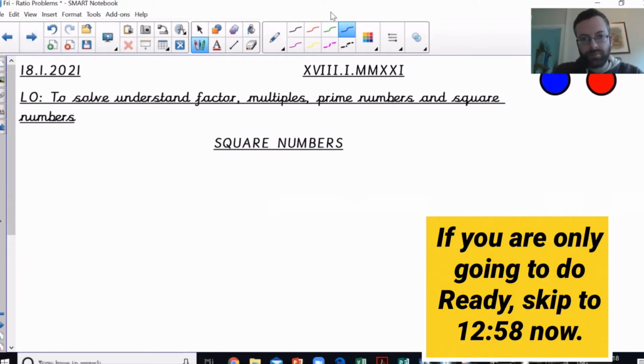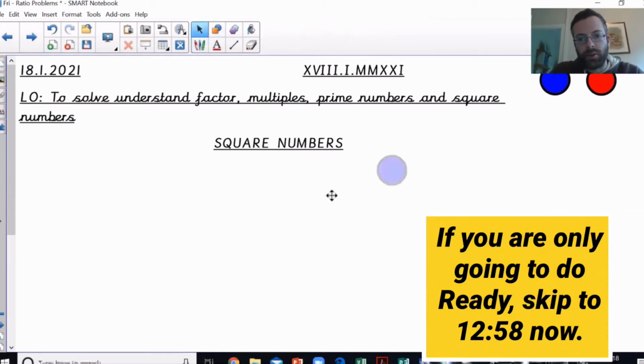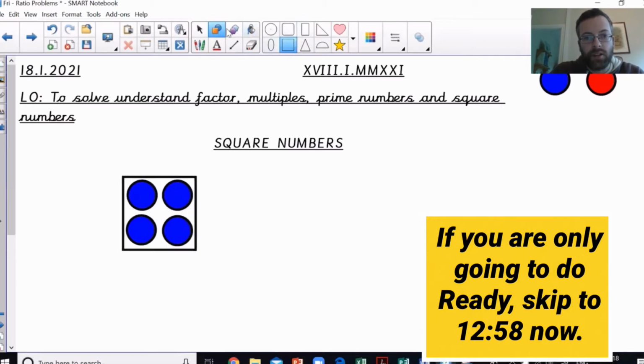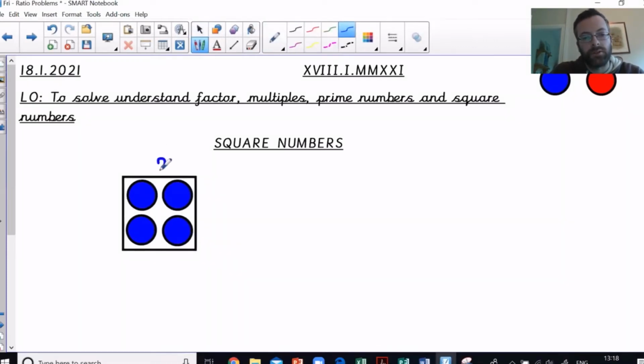Now, hopefully you might appreciate this, but square numbers are numbers that, when you get counters like this, you can make a square. That's why it's called a square number, amazingly. So that makes a square because it is 2 lots of 2. 2 times 2. So 4 is a square number. A square number comes when it is the result of multiplying a number by itself.